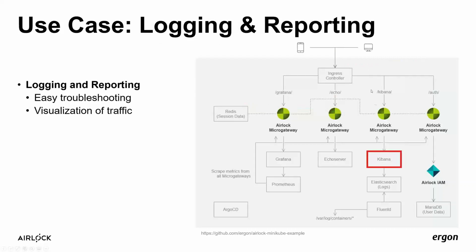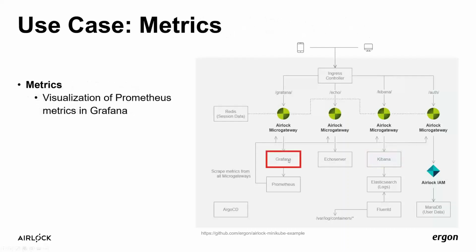The next use case will be logging and reporting. So we will have a look into Kibana. How do we see what is going on in each of these microgateways? How can we manage such an environment and have everything under control? And last but not least, we will have a look into the Grafana dashboard and see how all these metrics generated by the Airlock Microgateway, collected then by Prometheus, will be visualized in Grafana and what kind of information we see over there.